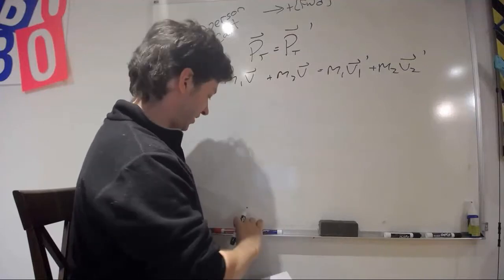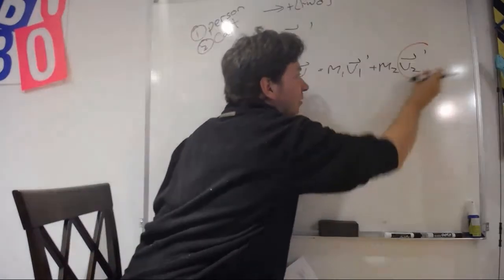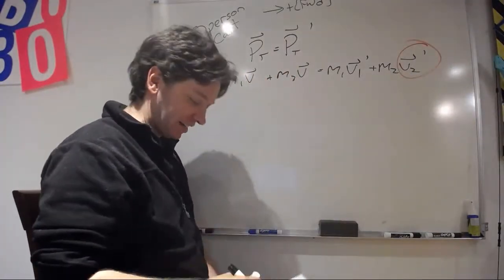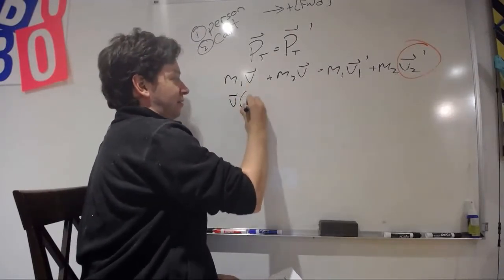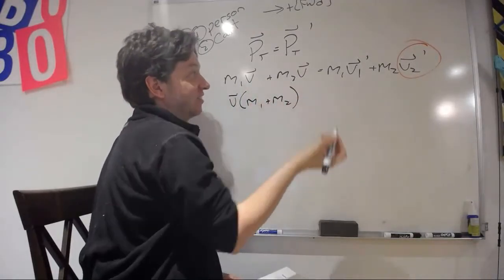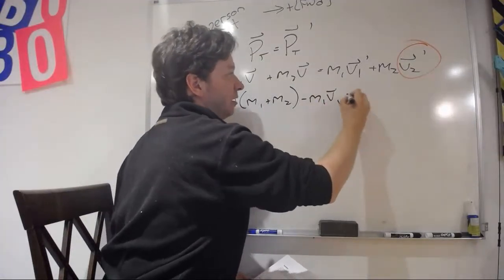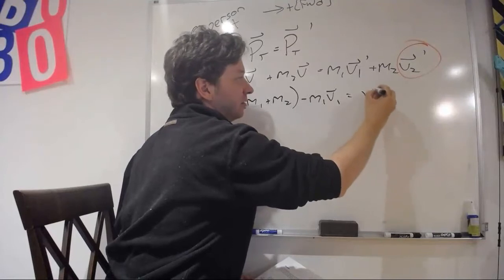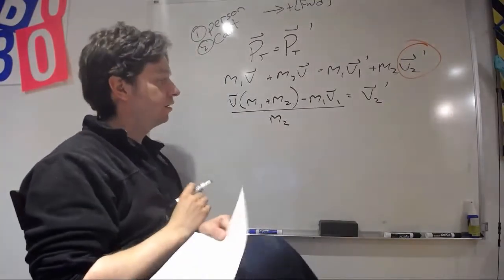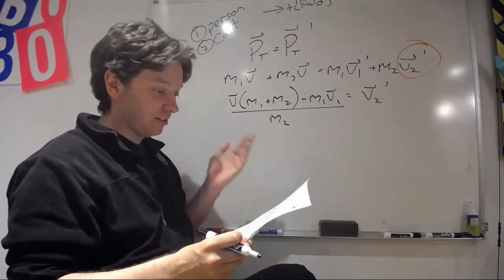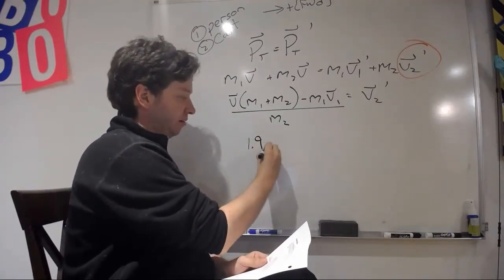So everything in this equation we know except for the final velocity of the cart, v2. So we're going to calculate for v2. We can make this side a little bit simpler by factoring out a velocity since they're the same, and then minus this term equals, and then divide by mass of the second object. And then you plug in all of your known values, right? And you should get 1.9 meters per second.